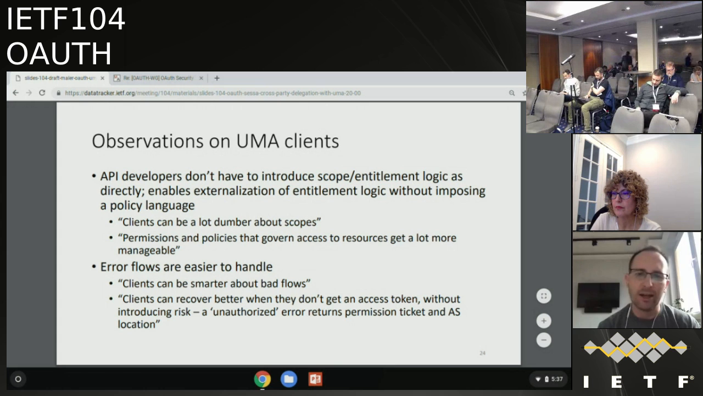So we kind of externalize this entire entitlement logic, because the second aspect is that the error flows are really well defined in the spec. So the clients can, based on whatever they receive, act. They can understand that they have to either redirect the user, push the claims, etc. So in short, they can be kind of lightweight.